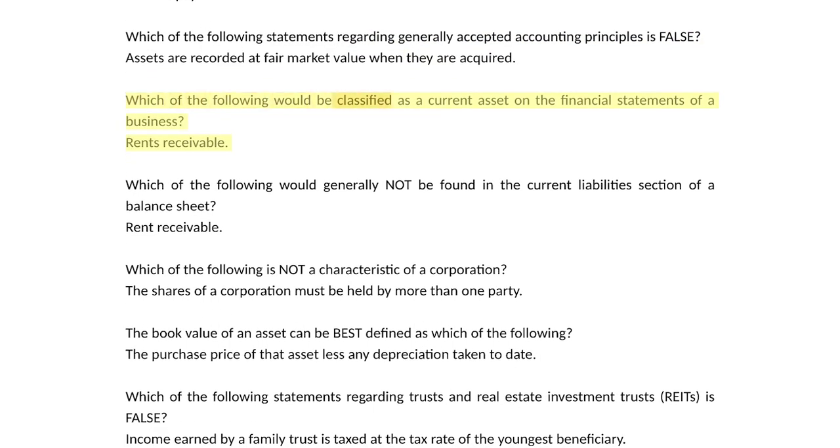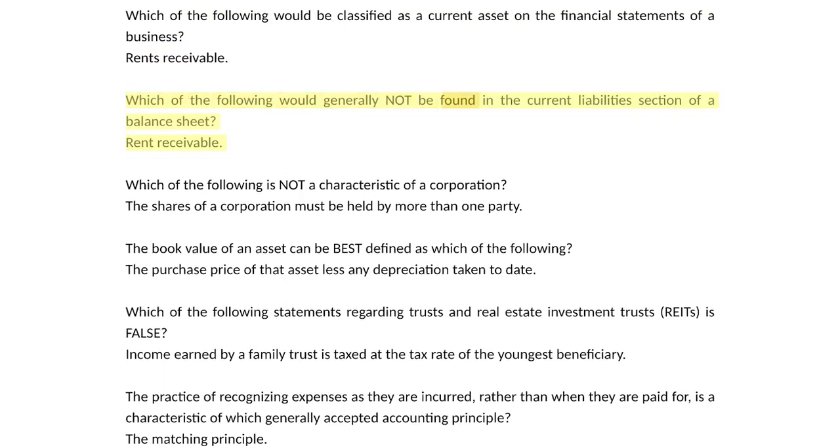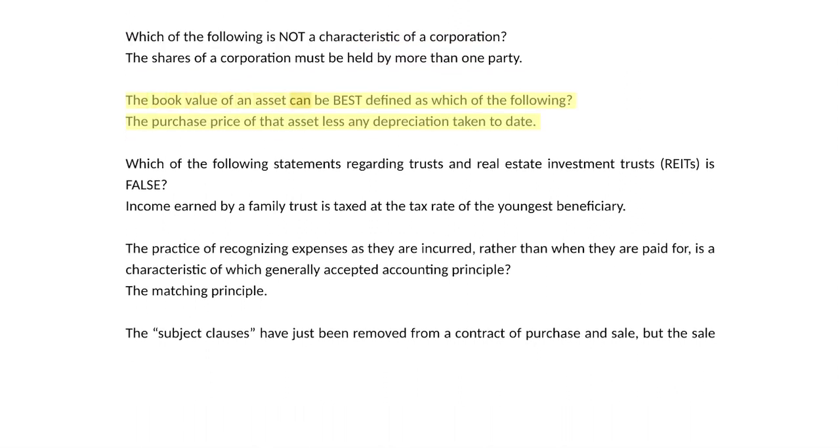Which of the following would be classified as a current asset on the financial statements of a business? Rents receivable. Which of the following would generally not be found in the current liabilities section of a balance sheet? Rent receivable. Which of the following is not a characteristic of a corporation? The shares of a corporation must be held by more than one party. The book value of an asset can be best defined as which of the following? The purchase price of that asset less any depreciation taken to date.